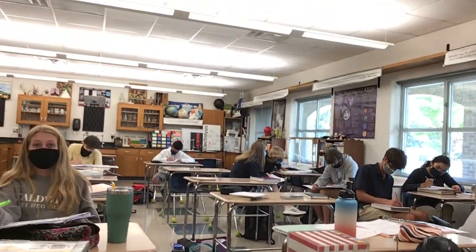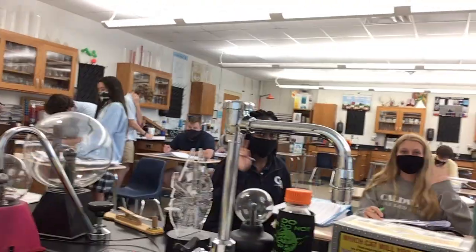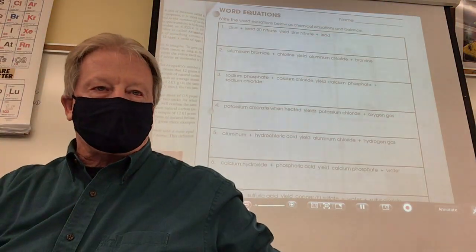They're in groups, and what they're doing is trying to do these problems that are word-based. Okay? They're doing word-based problems, and we're going to try to change the words into Kemanese.